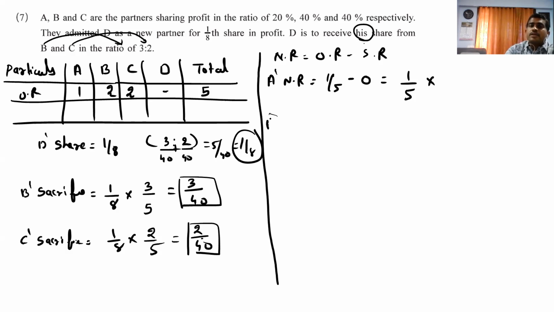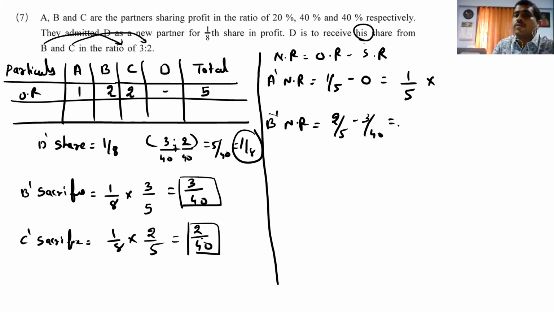Then comes the new one, B's new ratio. So what is the B old one? You require 100 level of concentration for doing such type of short sums. Otherwise it becomes very, very difficult. 2 by 5 minus how much, friends? 3 by 40.